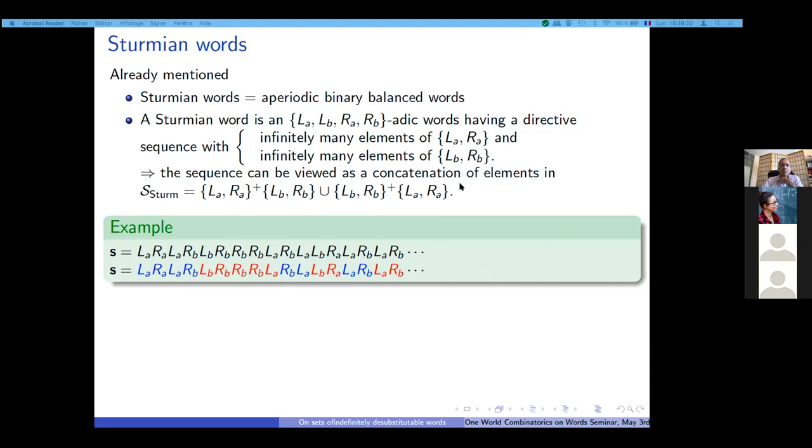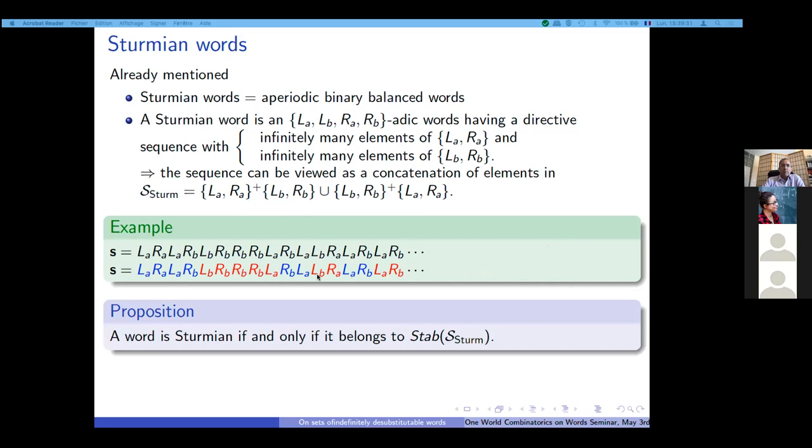So this well-known condition can just be reformulated in terms of a stable set. And we can say that the word is Sturmian if it belongs to the stable set of S_Sturm, where S_Sturm is the infinite set of substitutions I just defined here. So this is not new, it is just a reformulation of a previously known result.